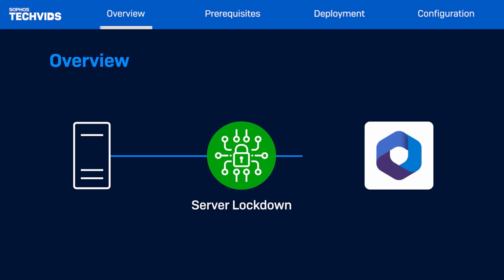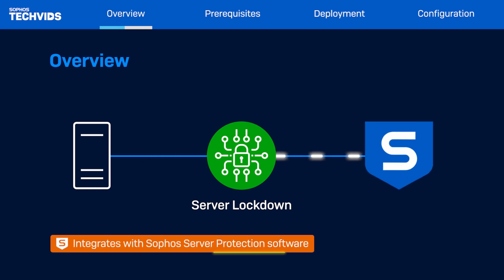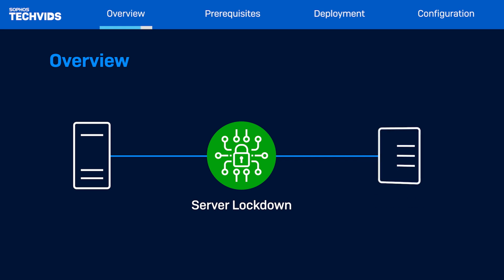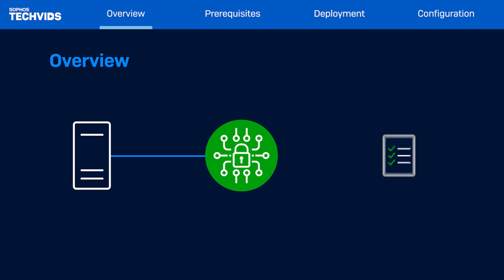Server Lockdown is designed to only allow approved and whitelisted applications to run on a server. Only trusted applications and their associated files are allowed to execute and modify files. It integrates with the existing Sophos server protection software, including antivirus, memory protection, and runtime protection. After installation, Server Lockdown automatically creates a baseline whitelist of the existing authorized applications.